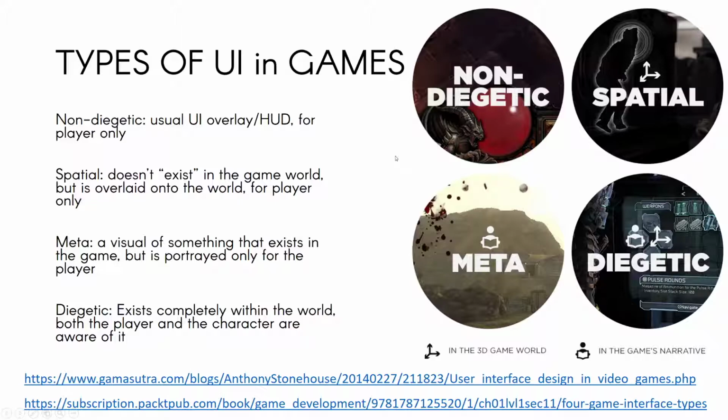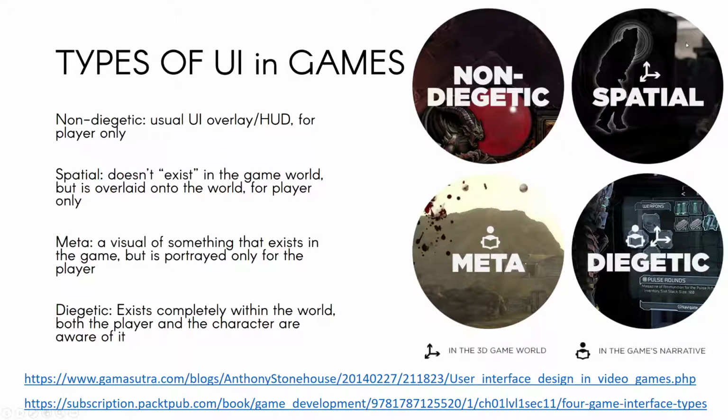So here are the four types of UI in games that we've talked about before: non-diegetic, spatial, meta, and diegetic. The explanations are on the left. Essentially, non-diegetic is what most people consider the normal UI. There's an overlay on the screen that shows you health, or whatever you want to show the player. Technically, the player's avatar doesn't see that information. That information is for the player only, so your in-game character isn't aware that this UI exists.